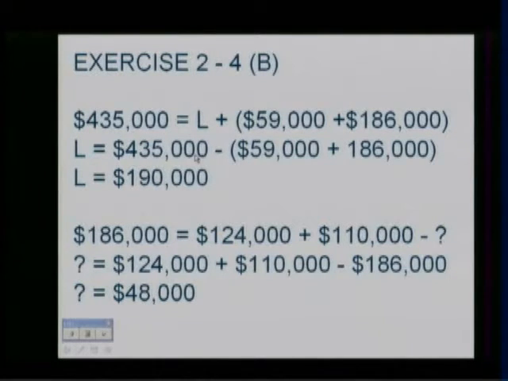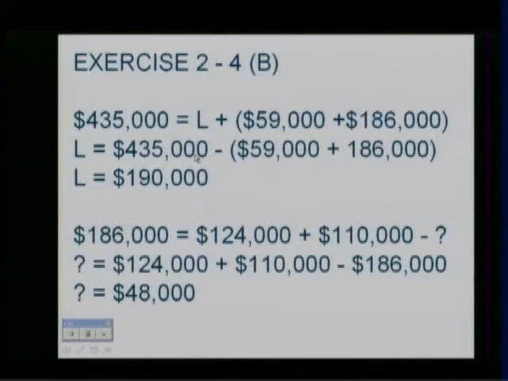So what have we got? We have assets in this case, but we don't have liabilities. Owner's equity consists of $59,000 of paid-in capital and $186,000 of ending retained earnings. So solving for L, now remember L is going to equal the $59,000 plus the $186,000 together, which will be $435,000. Solving for L, you get $190,000.